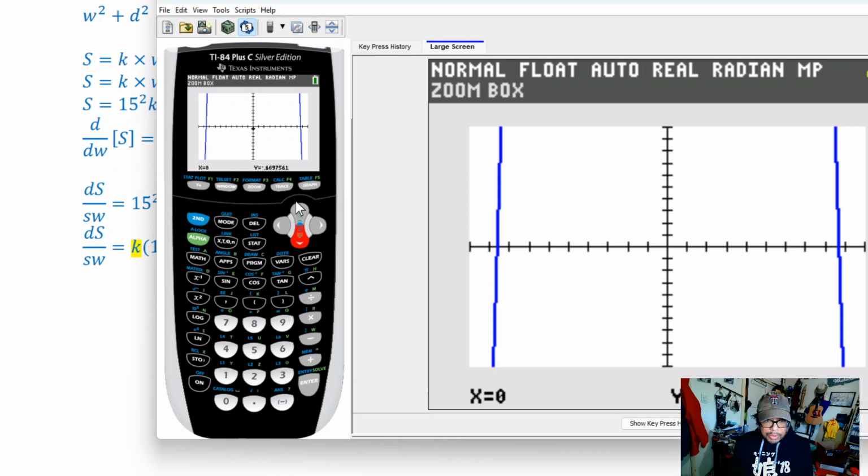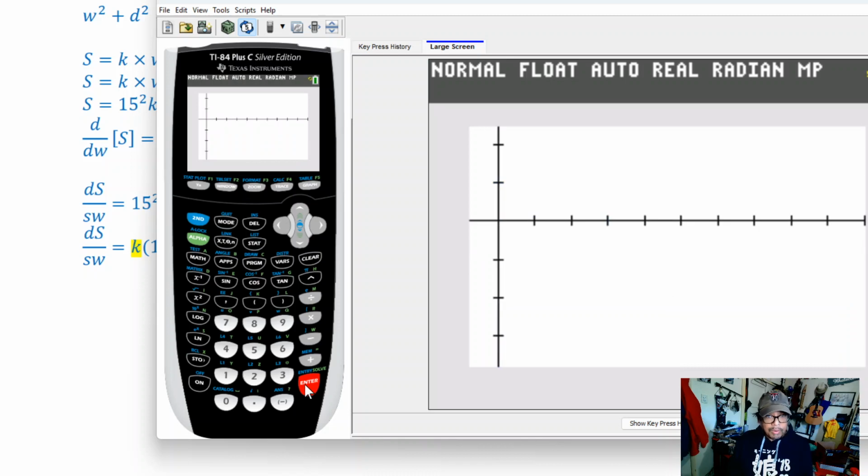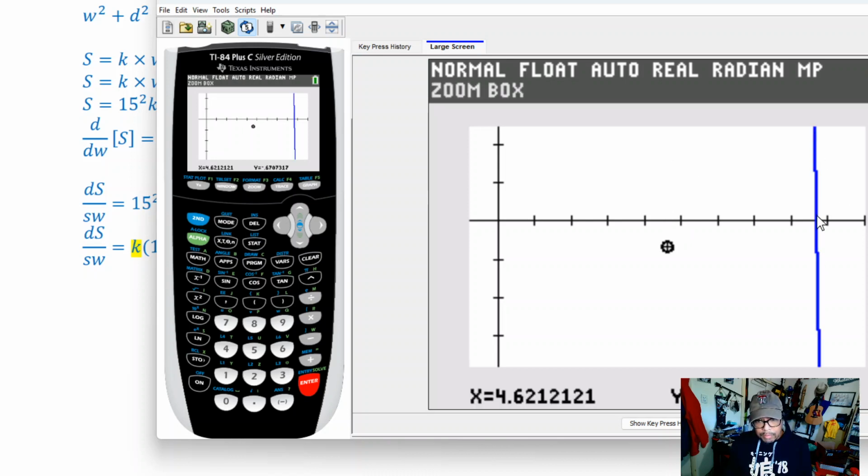Zoom box, I'm just going to draw the box that I want to see on the window. Move the cursor over to the lower left corner. Push the enter key. And we'll move the cursor to the upper right corner of the window we want to see. I wanted to keep the x and y axis in our view screen. So here is the graph, and hopefully it's going to be easier to see that the derivative is going from positive to negative.